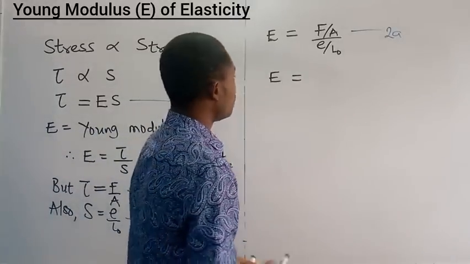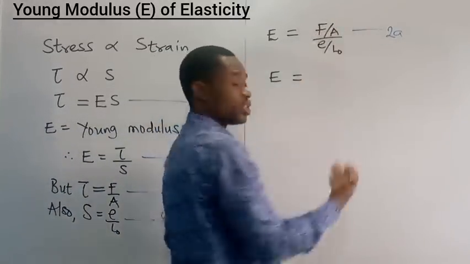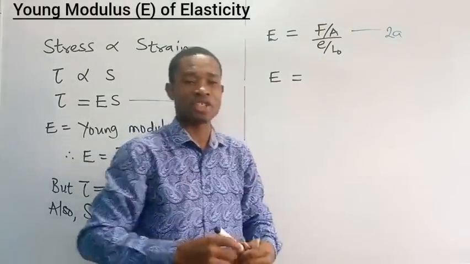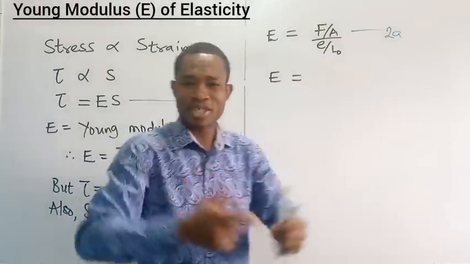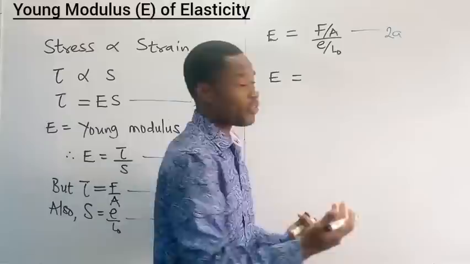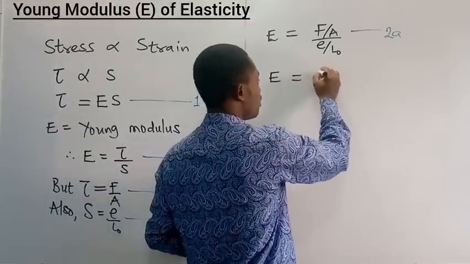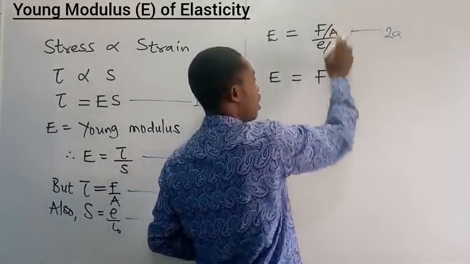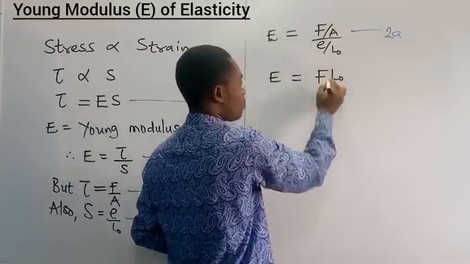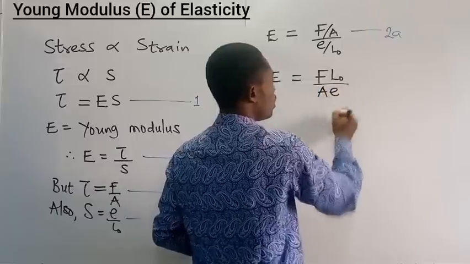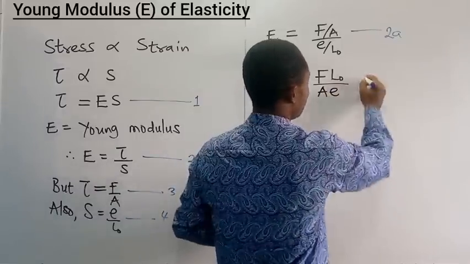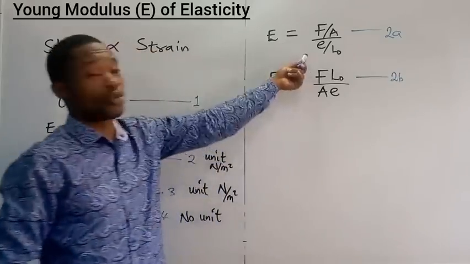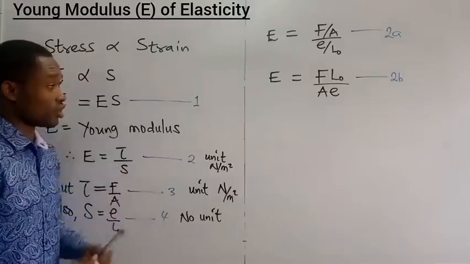Now let us move on. I can simplify this fraction. The numerator is a fraction, force over area. The denominator is a fraction, extension over original length. You can actually do some further simplification, division of fractions. And that's going to give us force times the original length. This original length, which is denominator here, will go up. This area will come down to multiply the extension below. So this equation can still be written in this format. So this we can call equation 2b. It's still the same as what we have in equation 2.